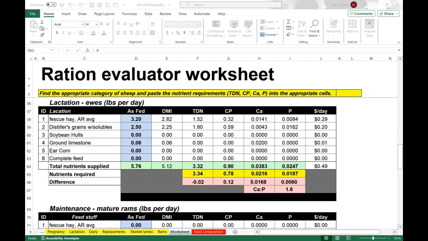True or false? We can formulate a 20% protein supplement using soybean hulls, which have 12% protein, and distiller's grains, which has 23% protein. Can we formulate a 20% protein supplement using soybean hulls and distiller's grains? So the people answering the chat, true or false? Can you repeat the statement, please? True or false? We can formulate a 20% protein supplement using soybean hulls and distiller's grains. Soybean hulls has 12% protein. Distiller's grains has 23% protein.